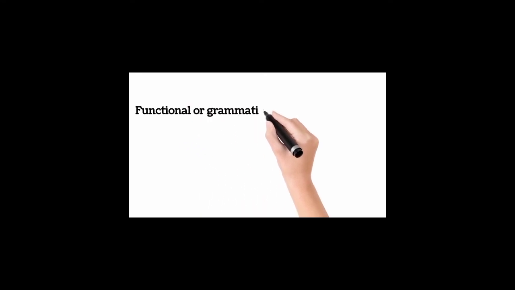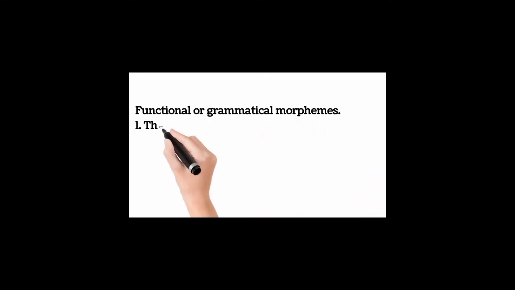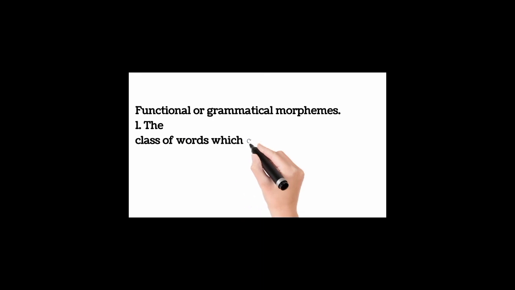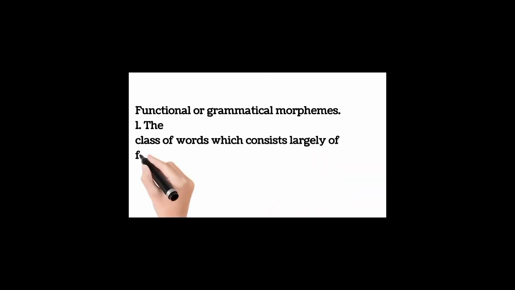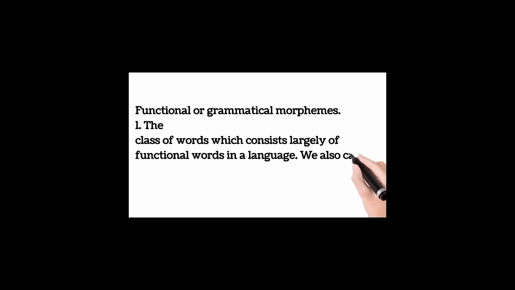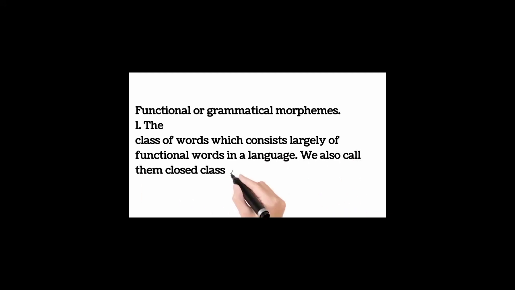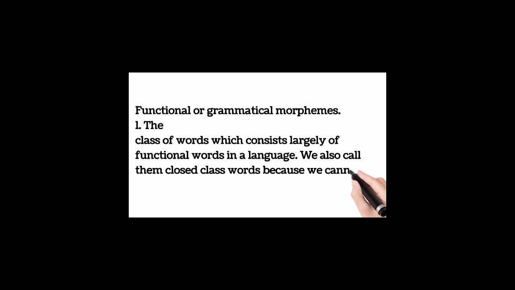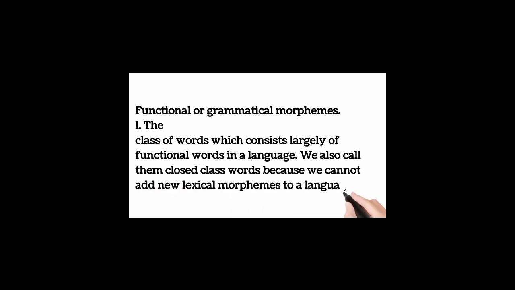So now let's take a look at functional or grammatical morphemes. This is the class of words which consist largely of functional words in a language. We also call them closed class words because we can't add new lexical morphemes.